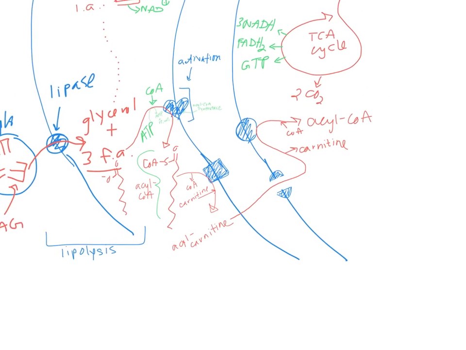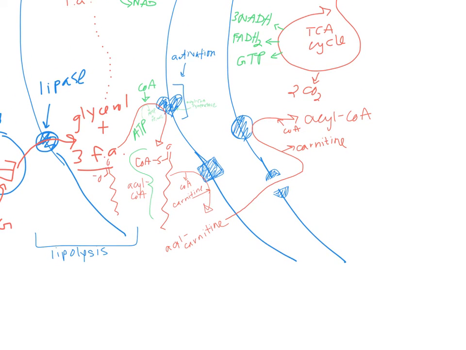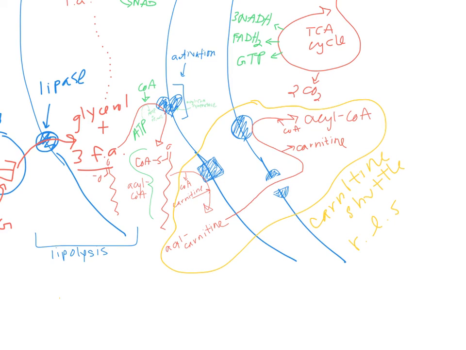All right. This process right here, where we swap out the carnitine, the acyl carnitine crosses, and then we swap the carnitine back out for the CoA, is called the carnitine shuttle. And it's the rate limiting step. I should maybe call it the rate limiting process of fatty acid oxidation.